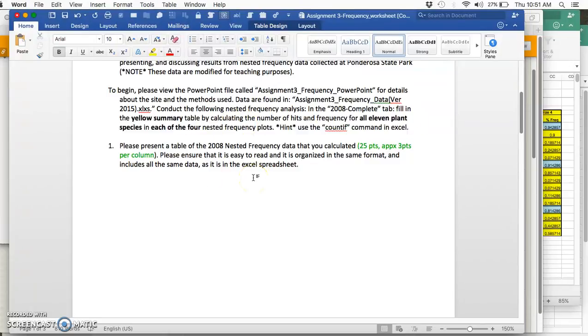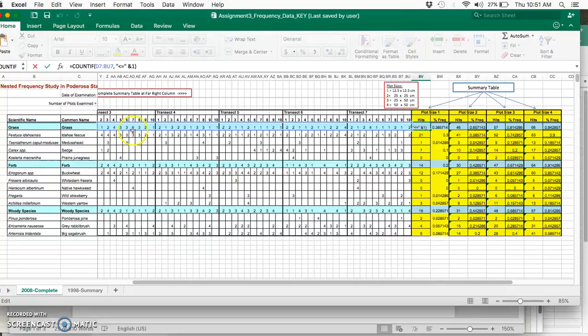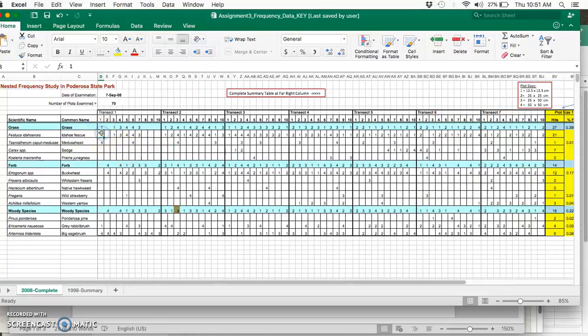But as it says here, make sure that it includes all of the same data that's in the Excel spreadsheet. So that's why those columns are there. So you were supposed to actually fill out those columns. And keep in mind that if something is present in plot size 1 for a nested frequency, which is what we did here, then it is present in all of the plot sizes greater. If it's present in plot size 2, then it's also present in plot size 3 and 4.